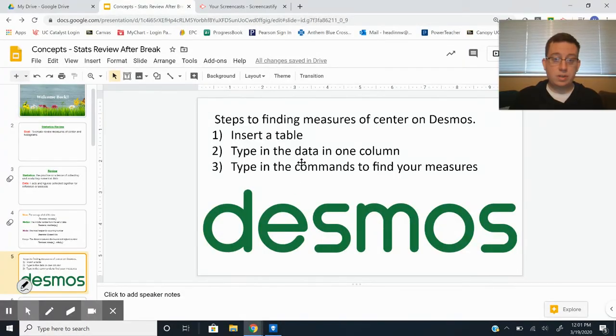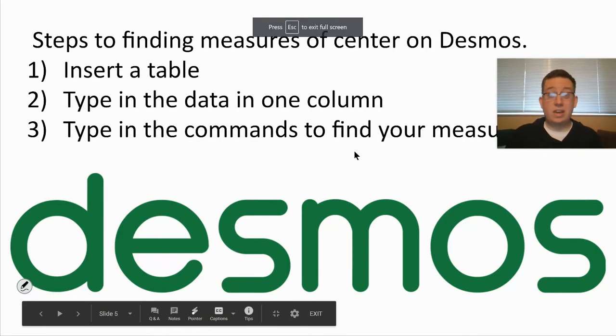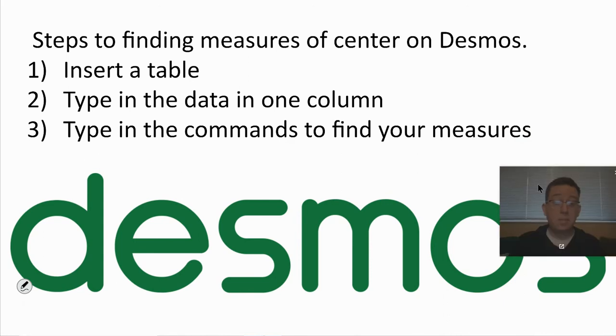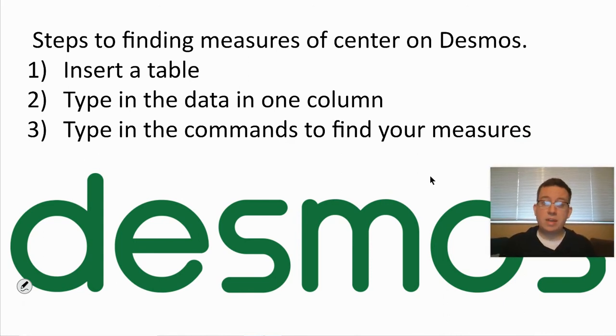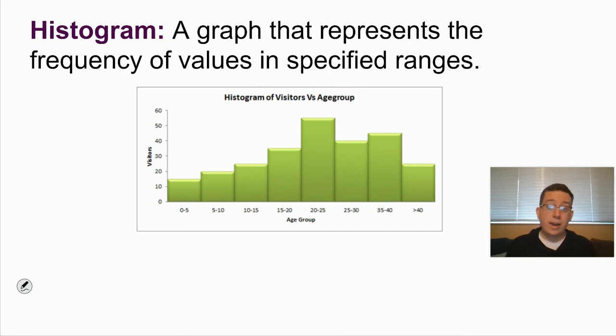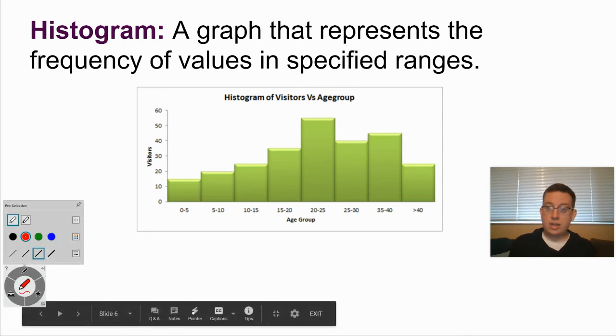Now, the other thing we want to review is a histogram. I apologize if I kind of rushed through that. We've done it before, so I didn't want to spend a whole bunch of time doing it. But a histogram is something that we ended on. So let's review what a histogram is. Again, this definition needs to go into your book. It is a graph that represents the frequency of values in specified ranges. Remember that word ranges is what is important here. Let's underline that. So we're looking at specified ranges.